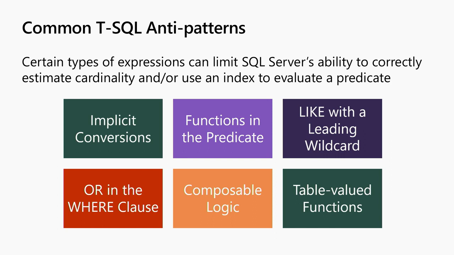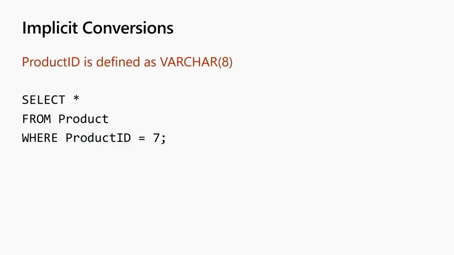So we'll go into more detail on all of these patterns. But the common theme for these anti-patterns is that they either hide SQL Server's ability to estimate cardinality, or they make the expression non-sargable, or sometimes both. Okay, so that's the key here. Expressions may be non-sargable, or we may not be able to do a cardinality estimate. So let's start with the first one, implicit conversions.